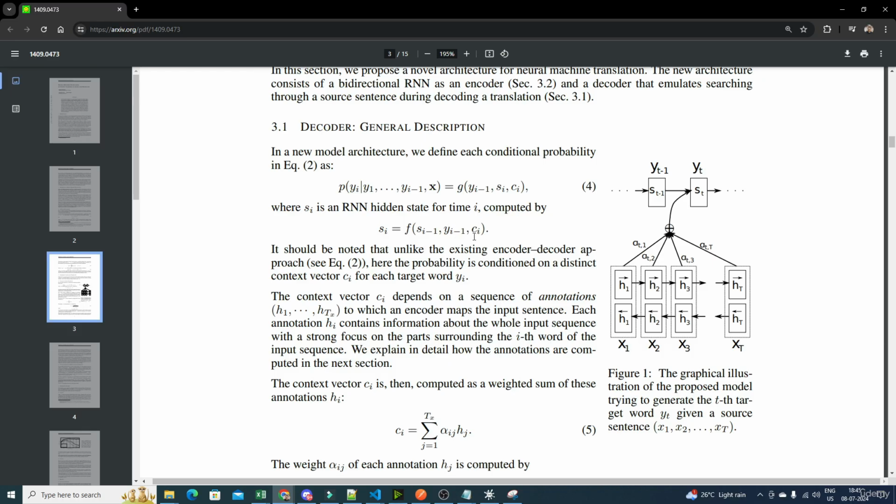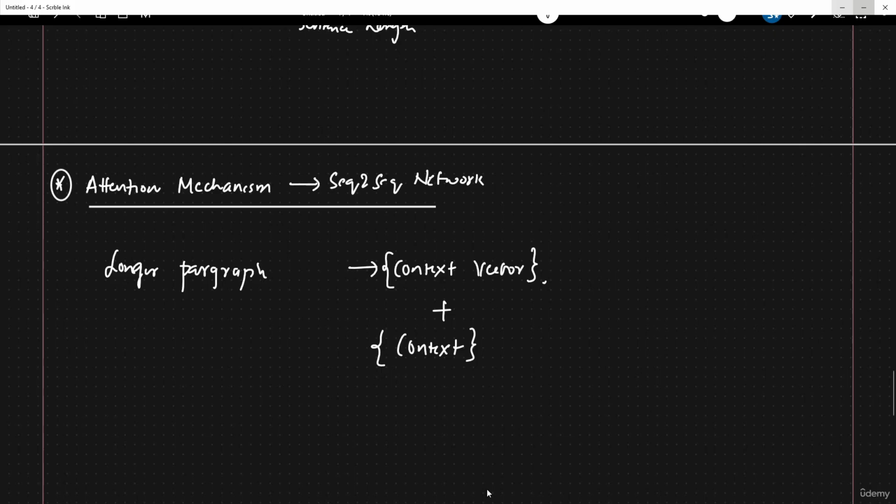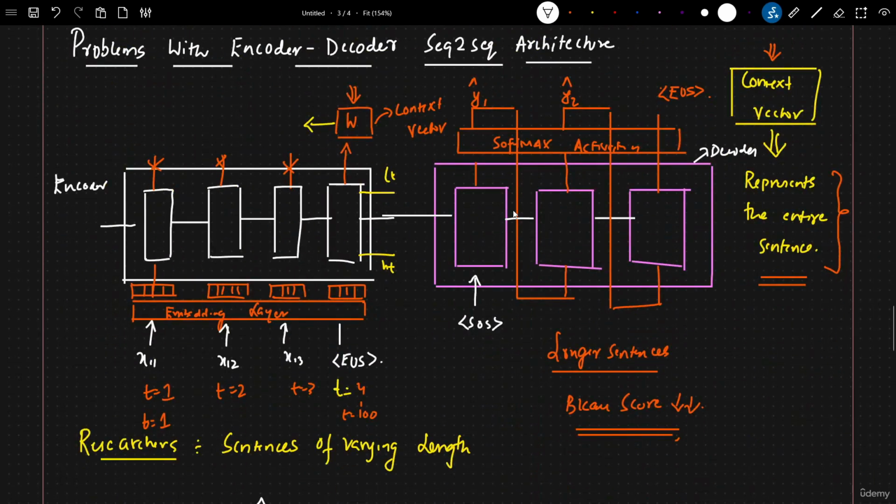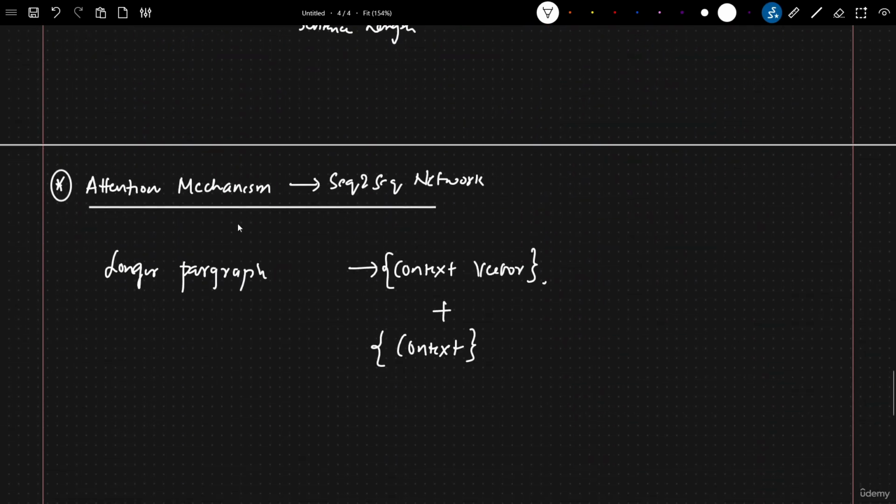But before that, let's go ahead and see. And I hope you have understood what the problem is with respect to the encoder decoder sequence architecture. And that is what I'm going to discuss in the next video, where we'll discuss the attention mechanism, how we will provide some additional attention while training this entire model.